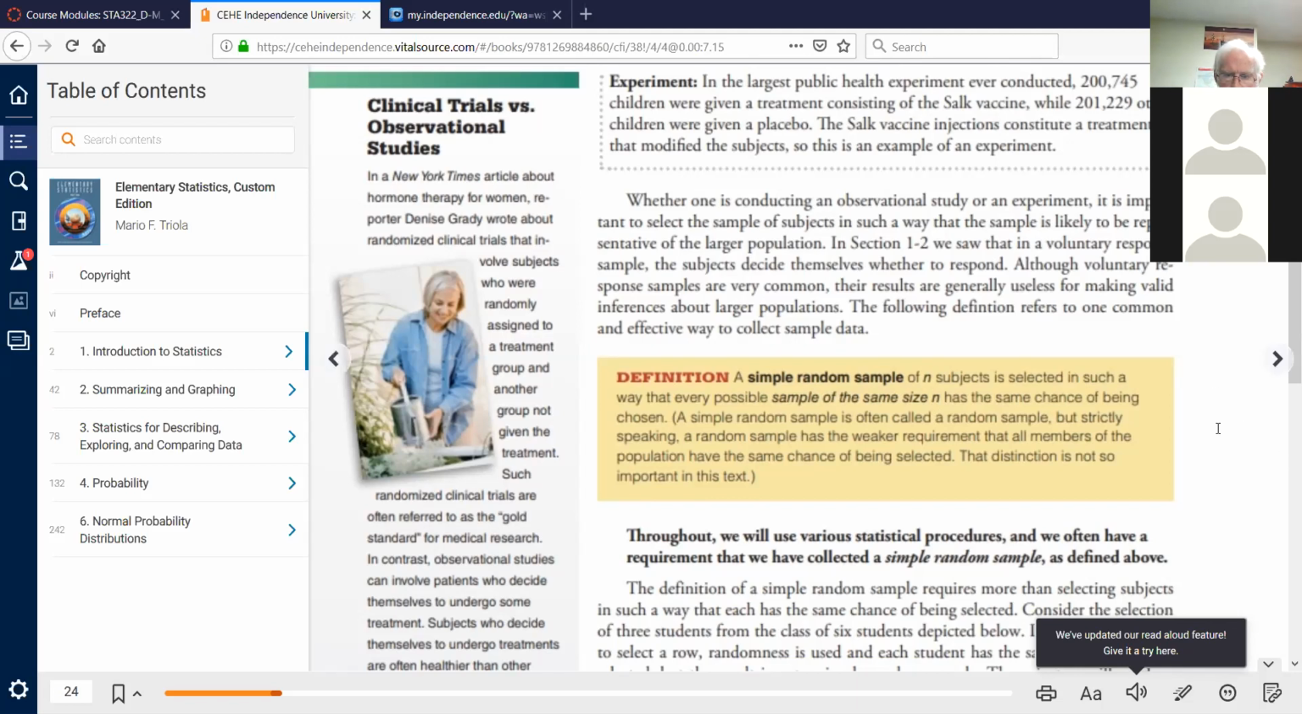The distinction is the sample of the same size n, every possible sample, which means if you've got 100,000 people and you want to survey 1,000, every single possible variant of 1,000 members has the same chance of being chosen.